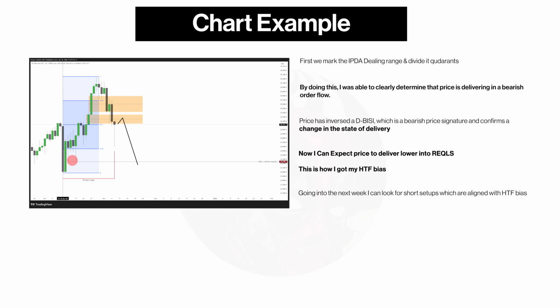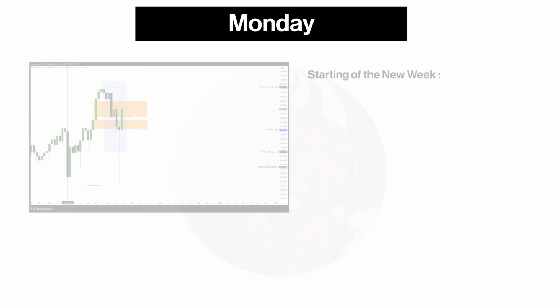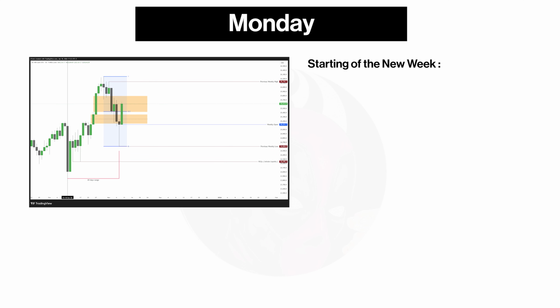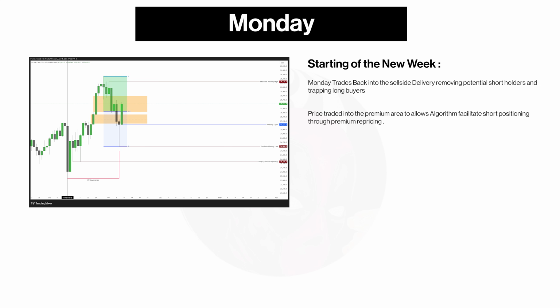Now we'll look at how next week delivered. Starting off the week, on Monday, price trades back into the sell side delivery, removing potential sellers and short holders and trapping long buyers. Price traded into the premium area to allow the algorithm to facilitate short positioning through premium repricing. Price was still in bearish order flow and bias was still bearish.